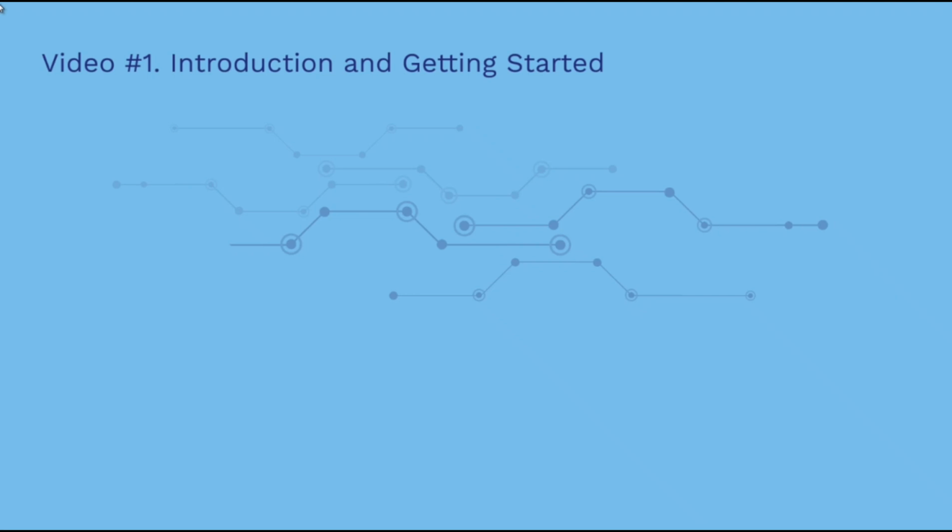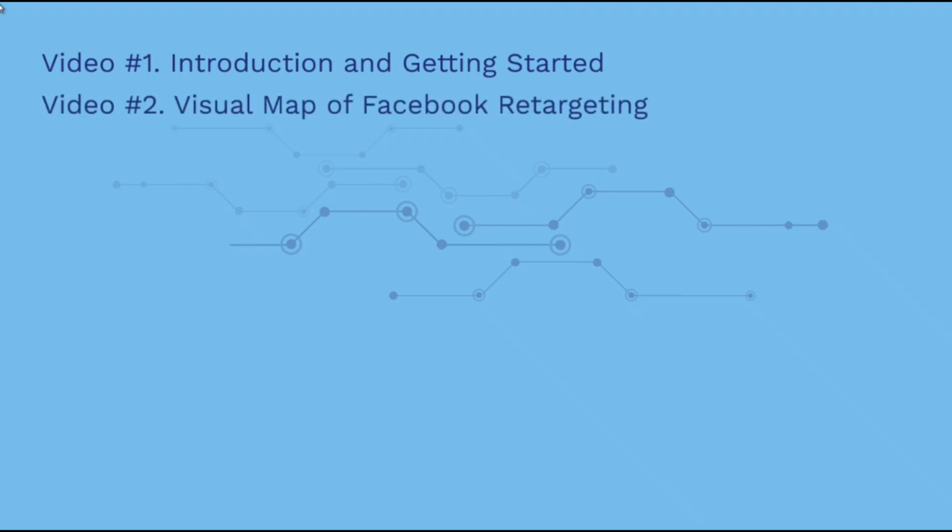So obviously this is video number 1. Video number 2 is going to be a visual map of Facebook retargeting. And what that includes is I'm going to show you how Facebook retargeting works. A lot of times people jump straight into showing you how to set things up. But unless you really understand how everything fits together, what connects to what, and all of that, it's really going to become confusing. Because if you set things up like an email opt-in retargeting campaign or a blog post campaign or a purchase retargeting campaign, every one of those is different.